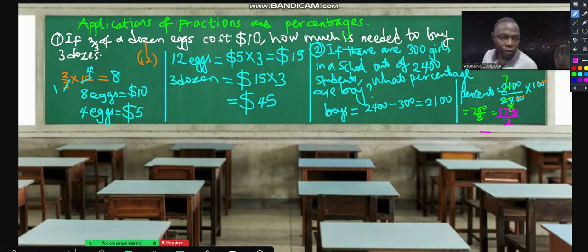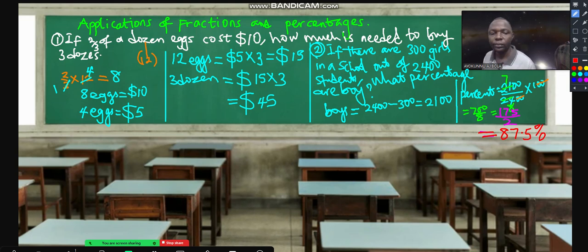So the final answer is going to be, how many 2 goes in 17? That's 8, which is 16, remainder 1. How many 2 goes in 15? That's 7. So it's 87.5%, because of that remainder 1. Then you say how many 2 goes in 10? That's 5. So it's 87.5% of the school are boys.